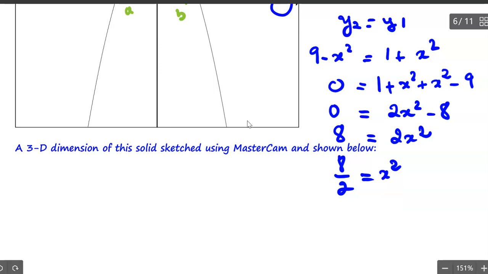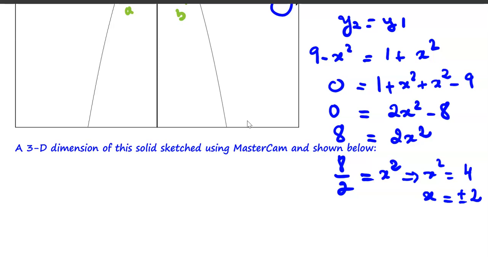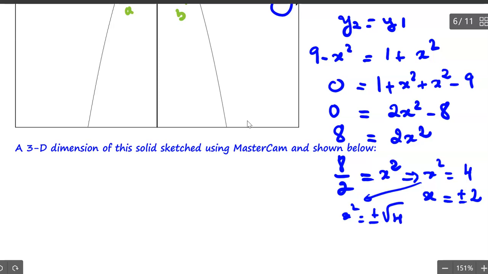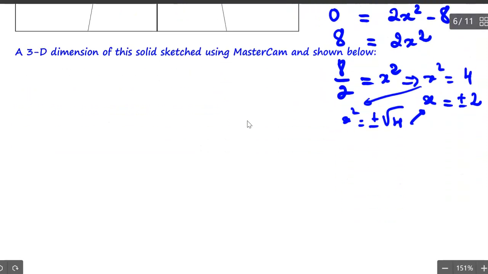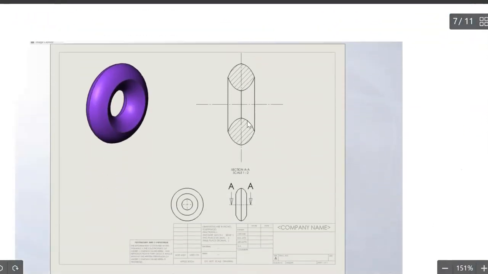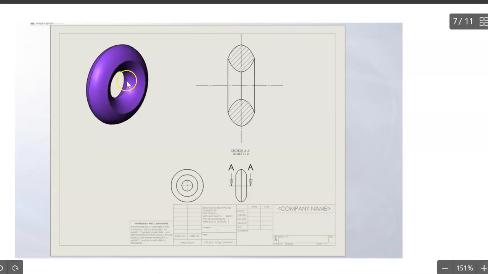Okay, so I can do it like this. Therefore, x squared is equal to 4, so x is equal to plus or minus 2. Everyone knows at this point that x squared equals plus or minus the square root of 4, therefore x is equal to plus or minus 2. I'm going to show everyone the 3D image below, using Mastercam to sketch. So that's what I've got.